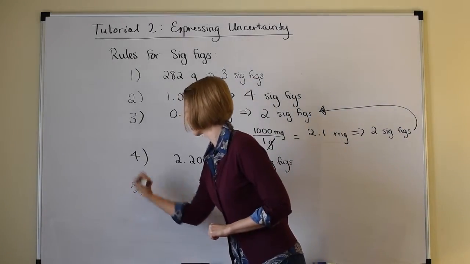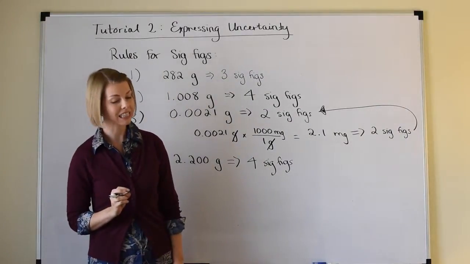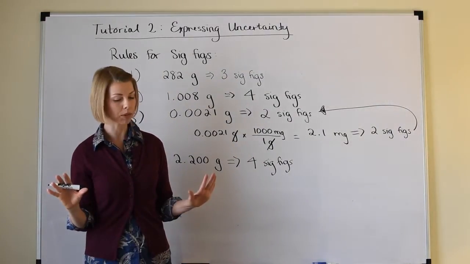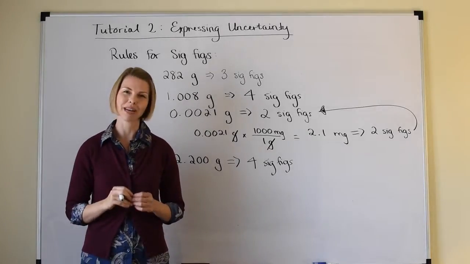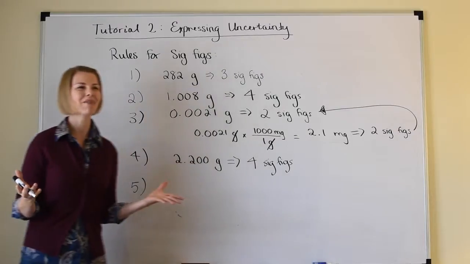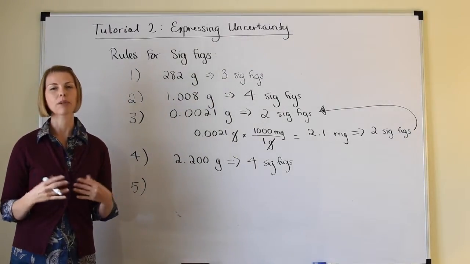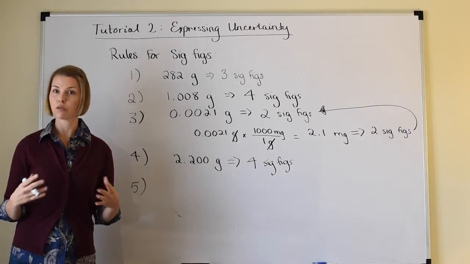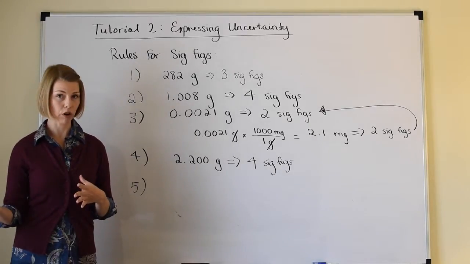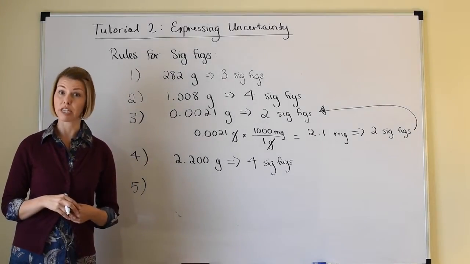All right, last but not least, rule number 5. When a number ends in zeros but contains no decimal place, the zeros may or may not be significant. Don't you love that ambiguity there? But fortunately, we have a way to make it very clear. We always convert those kinds of numbers that end in zeros but contain no decimal places into scientific notation.